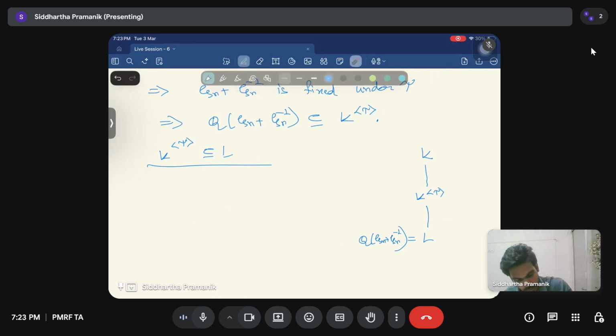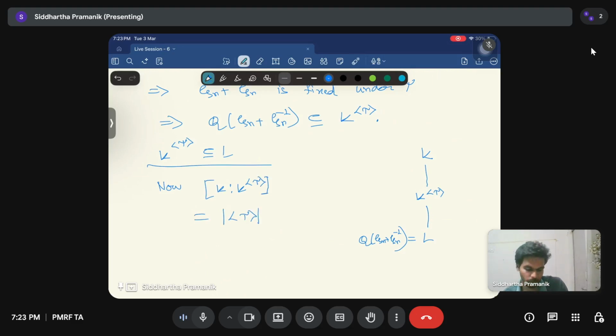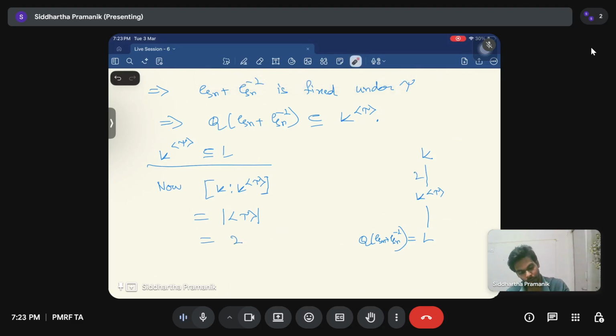But what is this degree? So now the degree of this one is the same as the cardinality of the group generated by tau, by one of the earlier results. But this is 2, because this is the conjugation map. So the order of tau is 2.